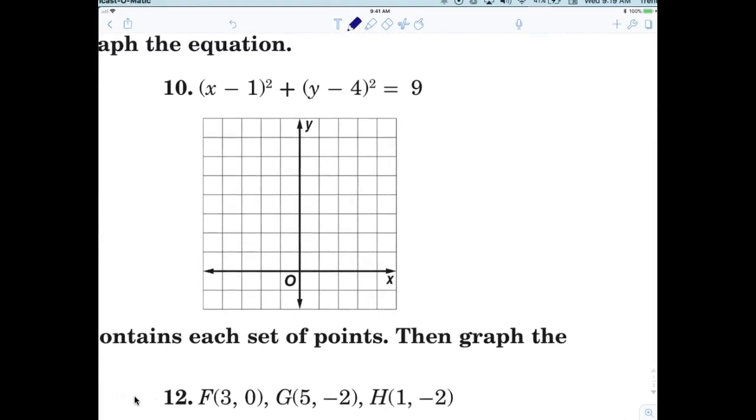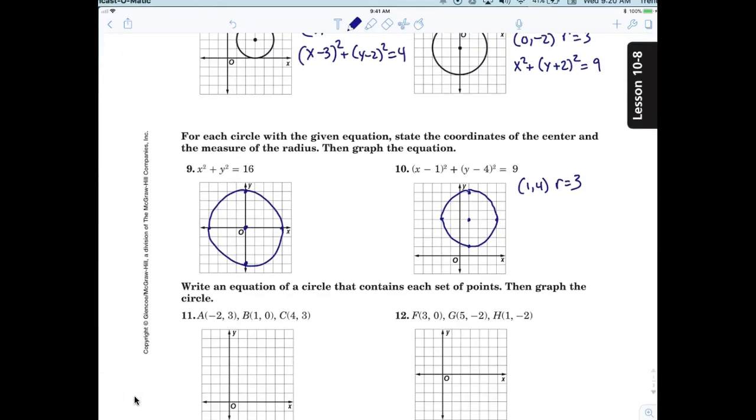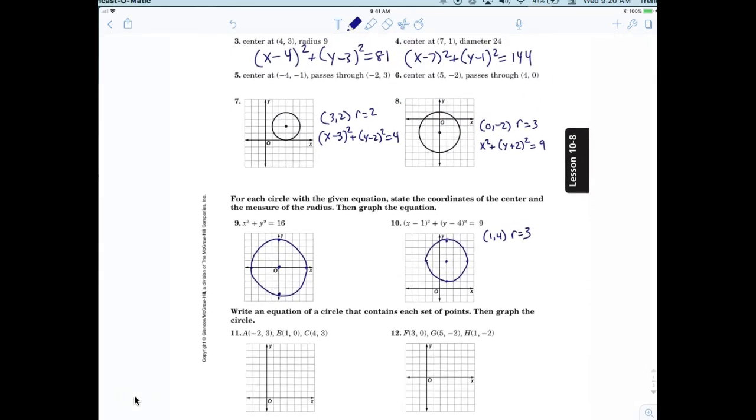So the center of the circle for question number 9 or 10 is what? 1, 4 with a radius of 3. All right, so here we go. This is like grabbing less. Easy as that. What are the things called? Oh, they're called compasses.